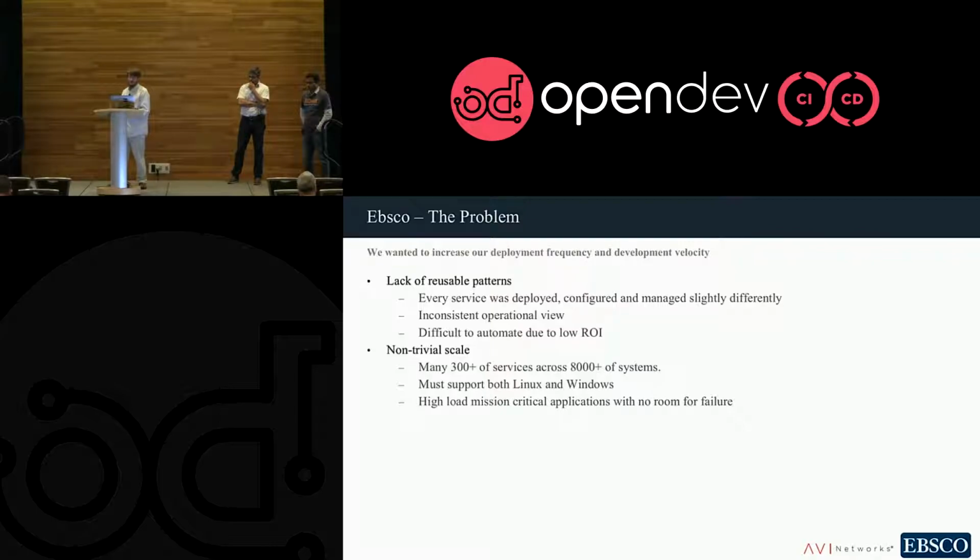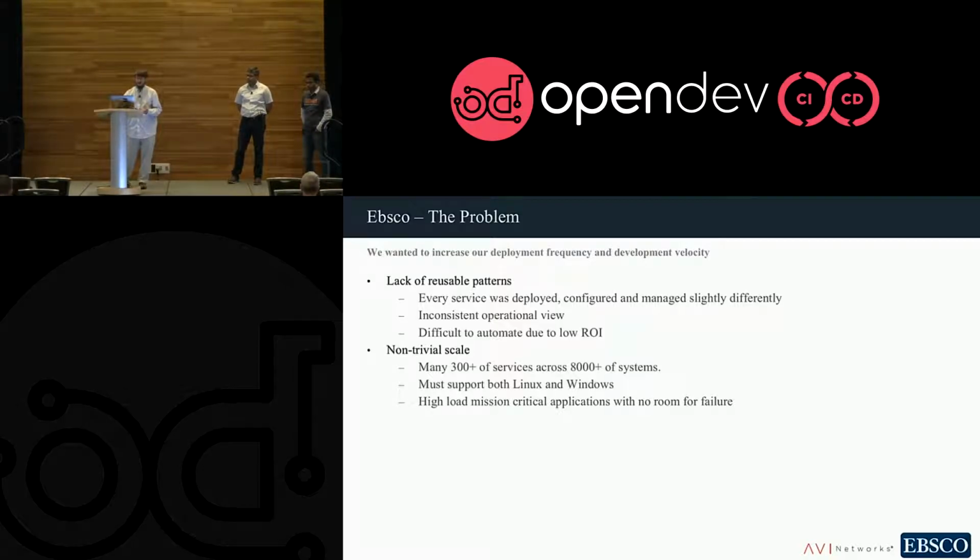Additionally, when we went to automate things, we had a lack of reusable patterns. So things were built over time, and people would do things in slightly different ways for different services, which made it very difficult to have a holistic automated solution at that point in time. It created this inconsistent operational view, so you'd have runbooks that would deviate just in little ways for every single service, and often not in meaningful ways.